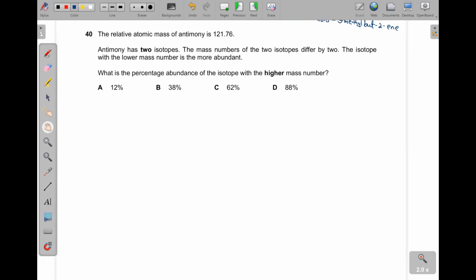Then lastly, question 14. The relative atomic mass of antimony is 121.76. Antimony has 2 isotopes. The mass numbers of the 2 isotopes differ by 2. The isotope with the lower mass number is the more abundant. What is the percentage abundance of the isotope with the higher mass number?